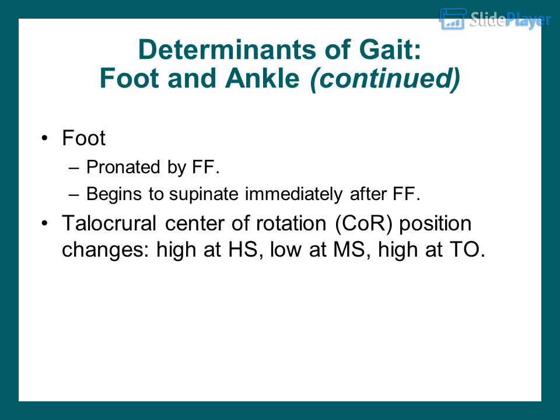Determinants of gait. Foot and ankle, continued. Pronated by FF. Begins to supinate immediately after FF. Talocrural center of rotation, COR, position changes: high at HS, low at MS, high at HO.